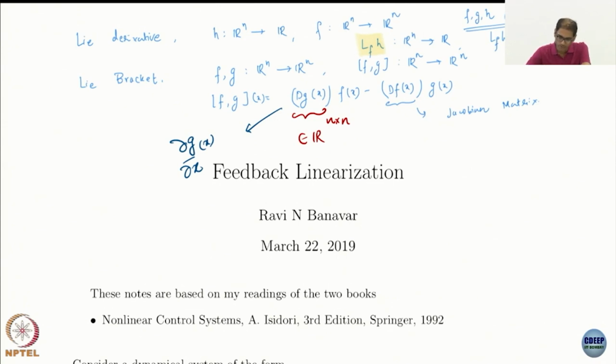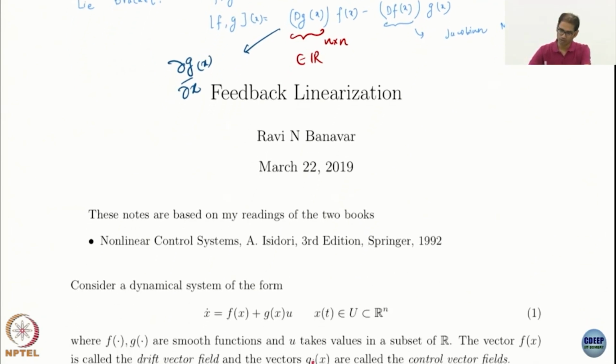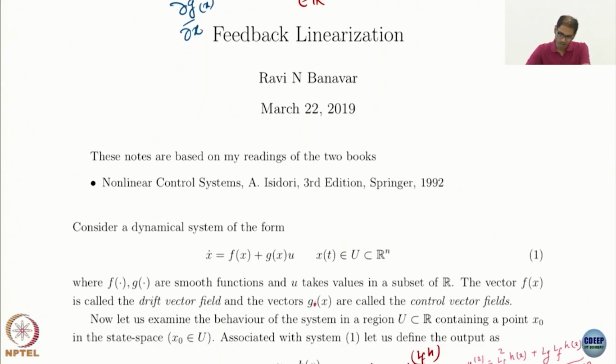So the Lie derivative is very critical whenever we are looking at potential functions and the derivatives of potential functions along some direction of a dynamical system. The Lie bracket matters because it talks about new directions in which your control system can move. So this is what forms the basis of all of feedback linearization. Like I said, I take Ravi's notes, with permission.